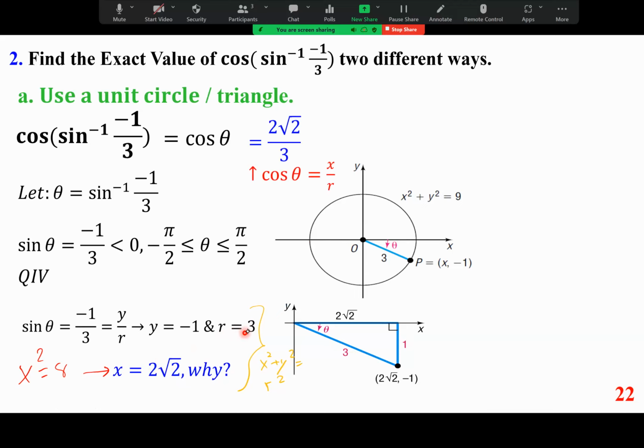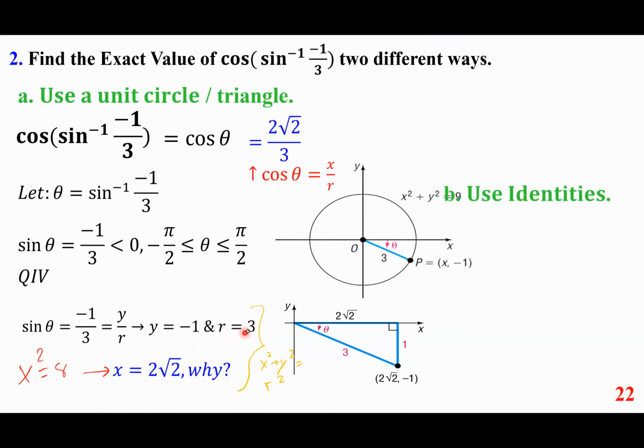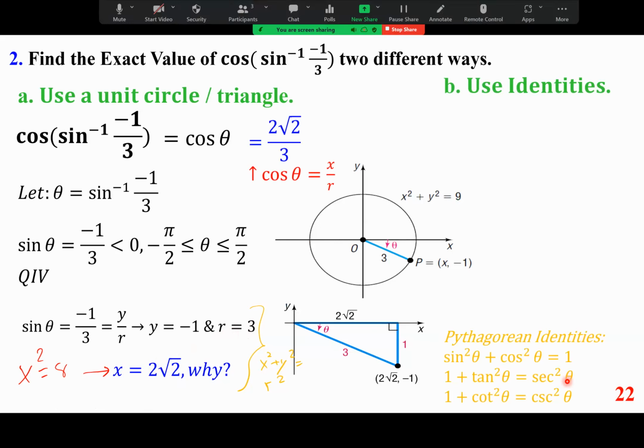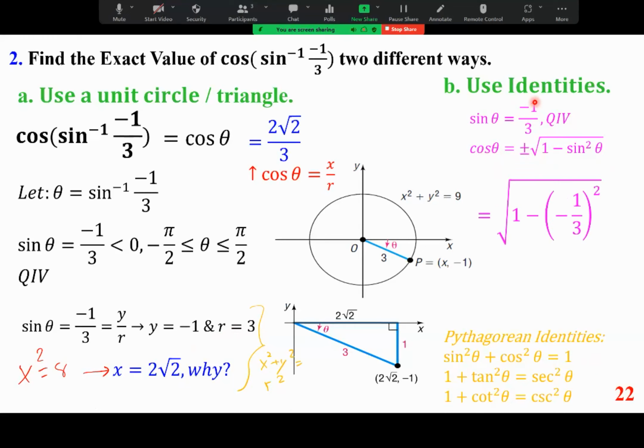If we want to go with the identities, where sine is -1/3, cosine is plus or minus the square root of 1 minus sine squared theta, from the Pythagorean identity, sine squared plus cosine squared is 1. It's in quadrant 4, so cosine is positive and we go with the plus sign. 1 minus 1/9 is 8 over 9, and the square root of 8 over 9 is 2 square root of 2 over 3. So the same answer, with two different approaches.